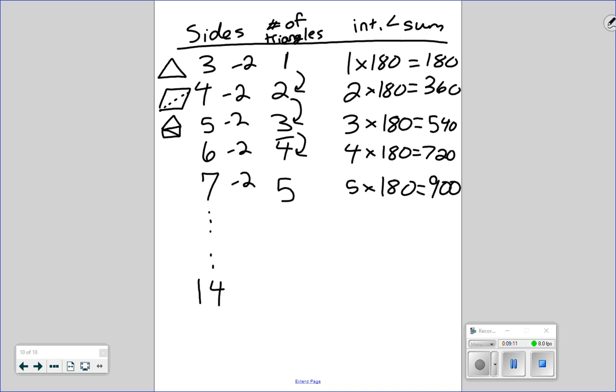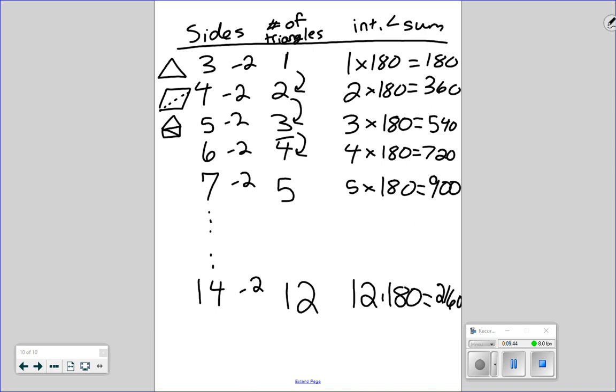Well, the pattern holds that however many triangles we can create on the inside, there would be 2 less than 14, so I would have 12 triangles on the inside. Each of those triangles is 180 degrees. So my interior angle sum of all those angles is 12 times 180. And that's 2,160 degrees.